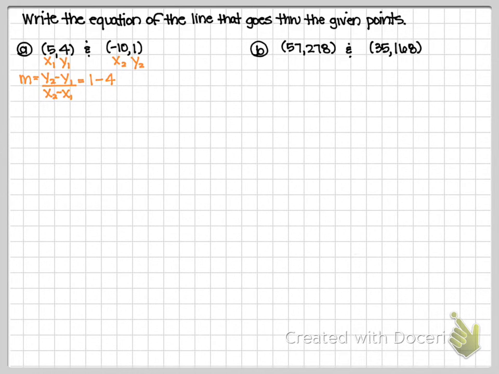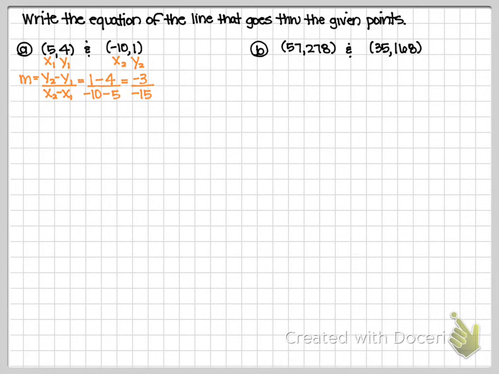I think I get 1 minus 4 on top and negative 10 minus 5 on the bottom. Using the calculator on my device, I think that gives me a negative 3 on the top and a negative 15 on the bottom. So back to the, do I have to simplify slope? No, but I think the smaller numbers will make it easier.